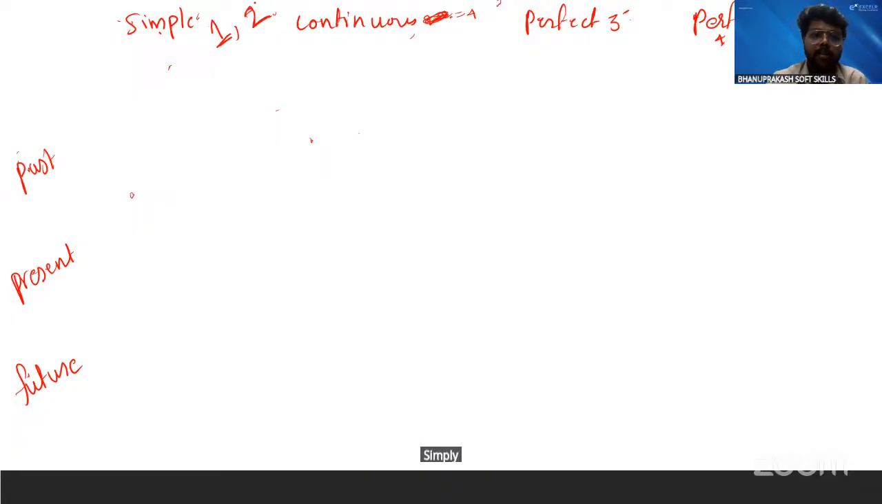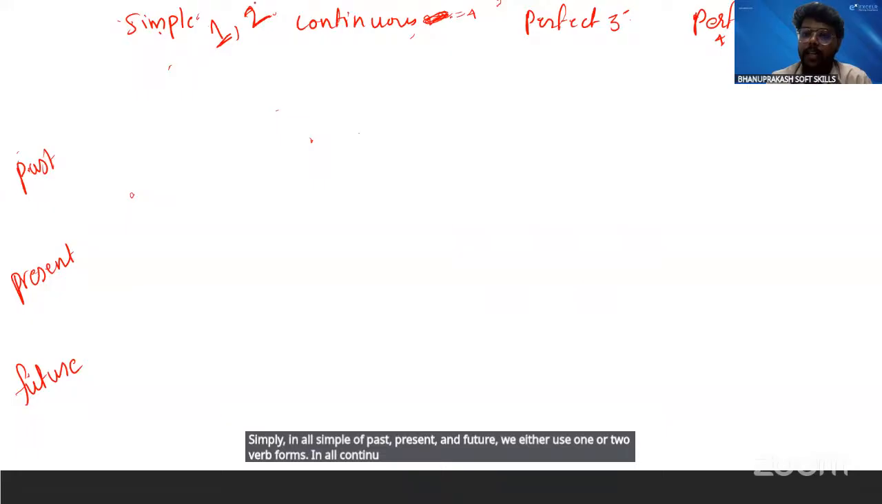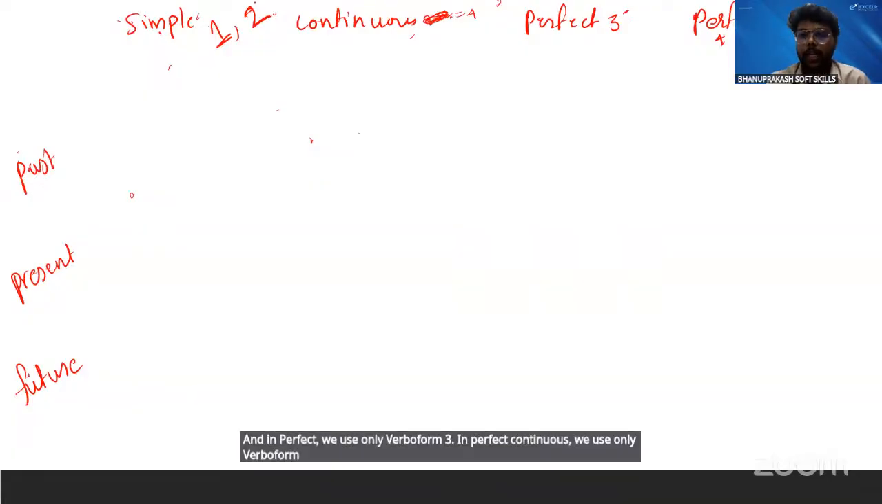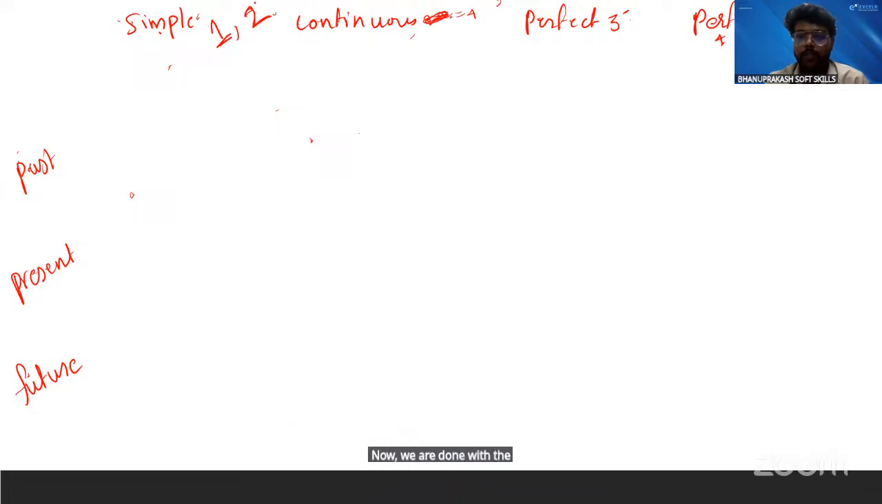In all simple tenses of past, present, and future, we use either verb form 1 or 2. In all continuous tenses of past, present, and future, we use only verb form 4. In perfect, we use only verb form 3. In perfect continuous, we use only verb form 4. Now we are done with the verb forms.